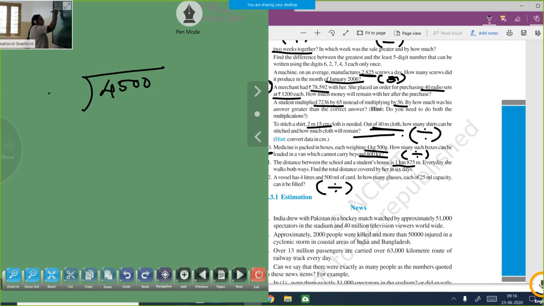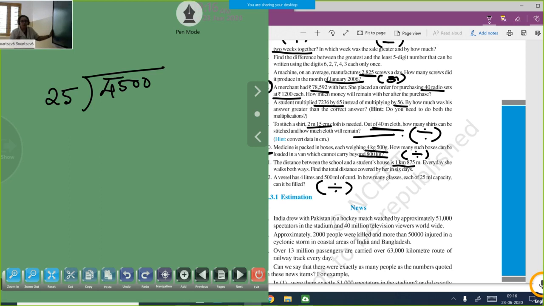4500 divided by 25. Don't look at the board answer. Do it in the working column, find out the answer, and then check it with the board answer, okay? So 4500 divided by 25. The divisor is a 2-digit number, so for the dividend also, first we will take 2 digits and check 45.